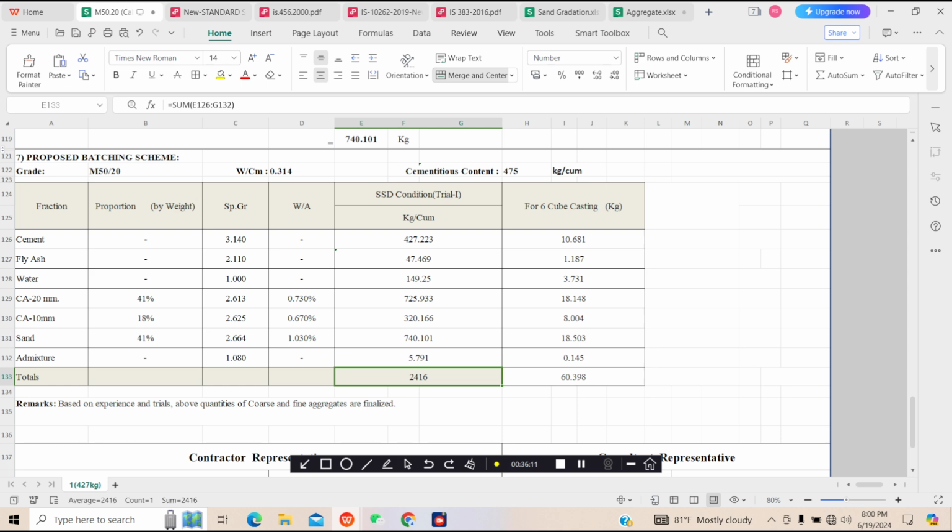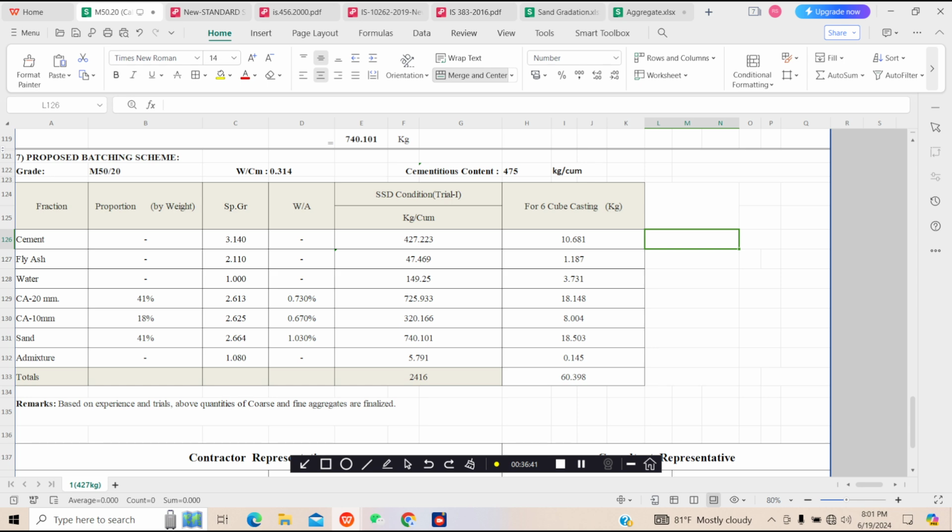In our lab we are casting 6 cubes, three for 7 days and three for 28 days. We don't cast the cube for 3 days and 14 days. We only cast for 7 and 28 days. So total is 6 cubes. For the 6 cubes, I have calculated the quantity of every constituent. For that, simply I have multiplied with 0.025.